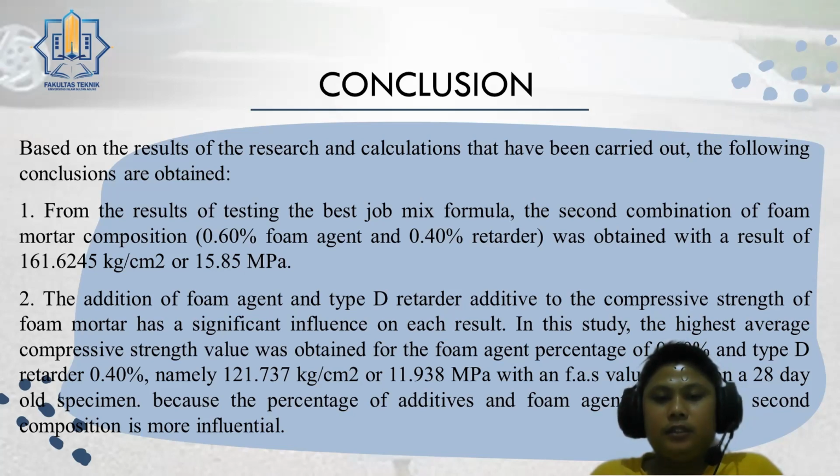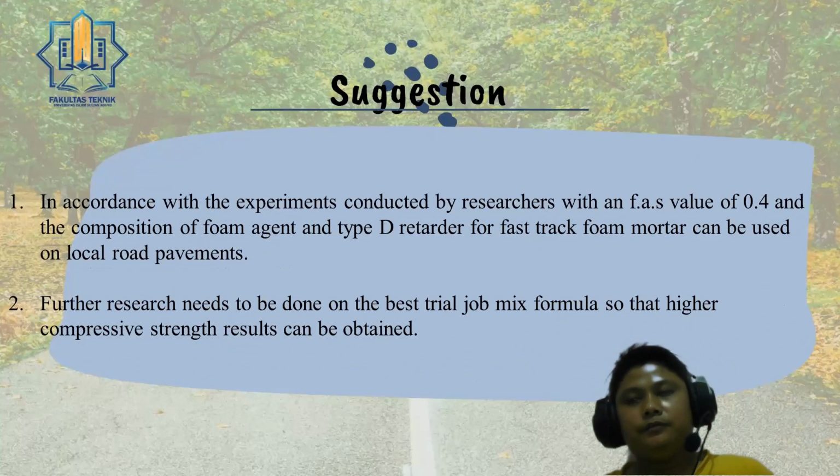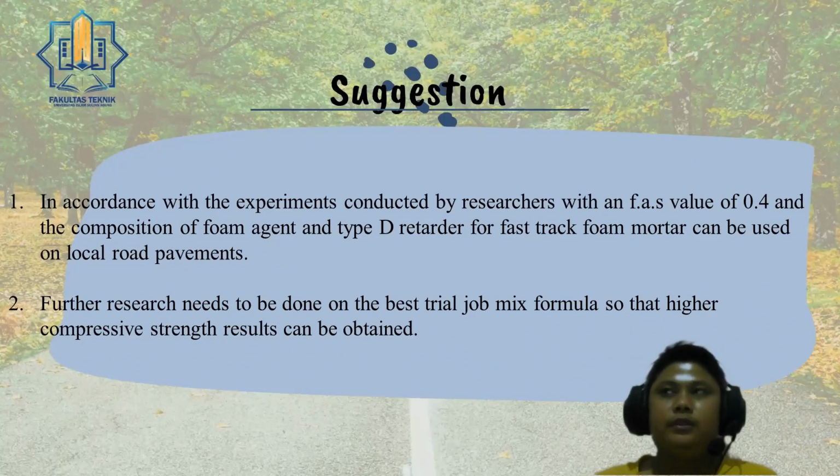The addition of foam agent and the type D additive has a significant influence on the compressive strength of the foam mortar. In the study, the highest average compressive strength value was obtained for the foam agent percentage, and the best in this research is 0.60% foam agent and 0.50% recharger. I think this is very interesting for the development of research.